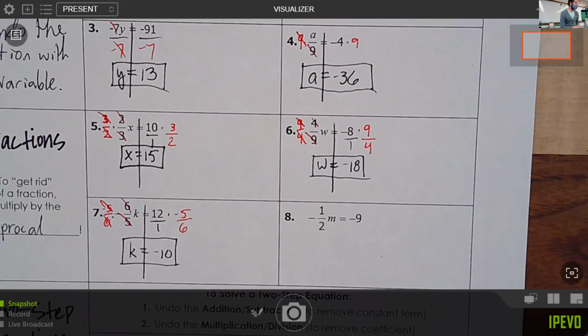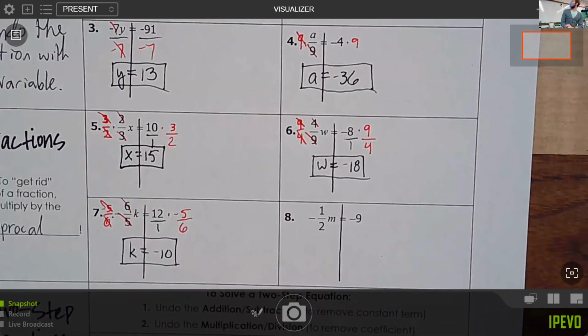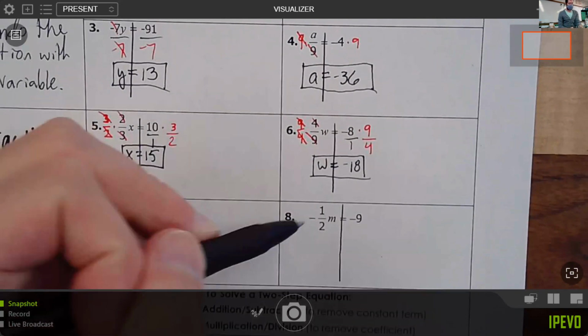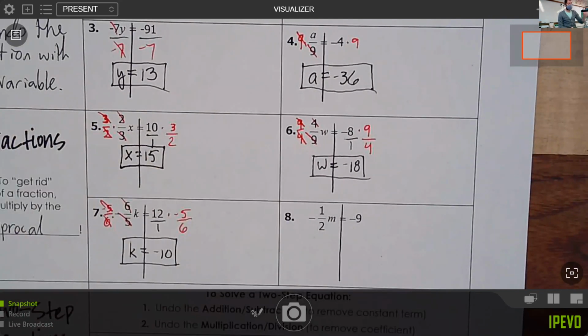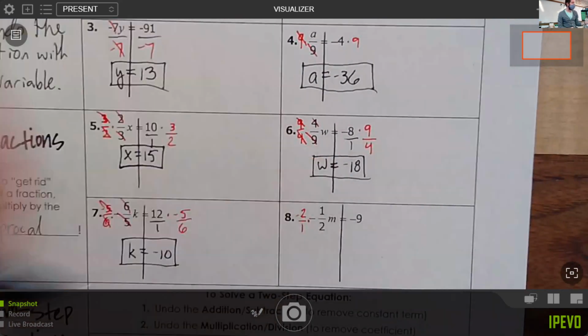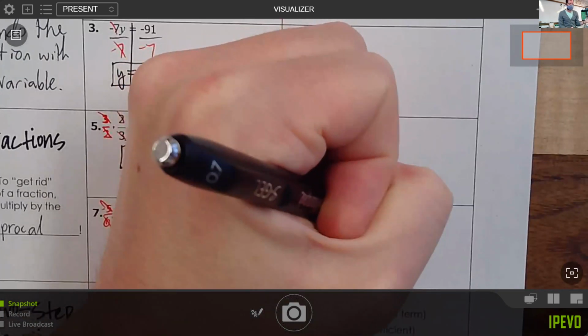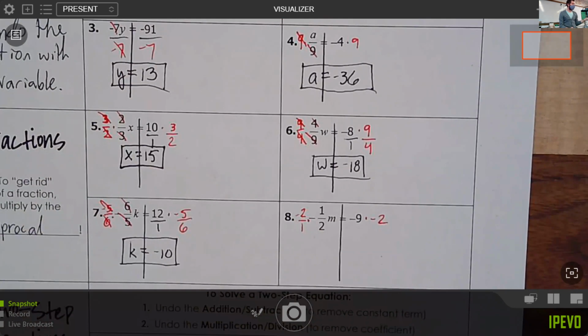All right, anybody have an answer? What's that? 18, nice. M is equal to 18, excellent. On this one here, we have -1/2. We're going to flip it over, multiply by the reciprocal. That's -2/1. The other way of saying -2/1 is just -2, right? So over here, because -9 is a whole number, I'm just going to write times -2. Because if the denominator is 1, that means it could be written as a whole number.